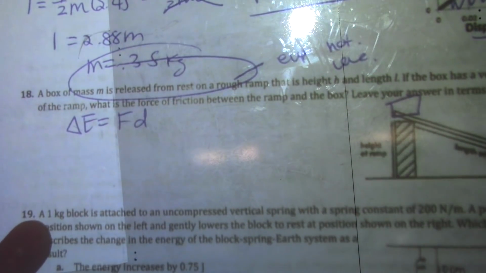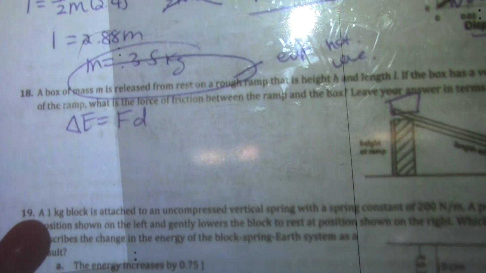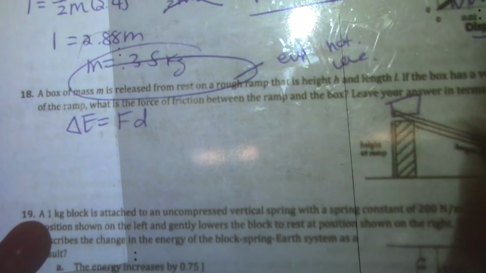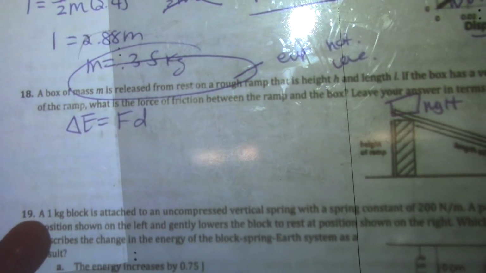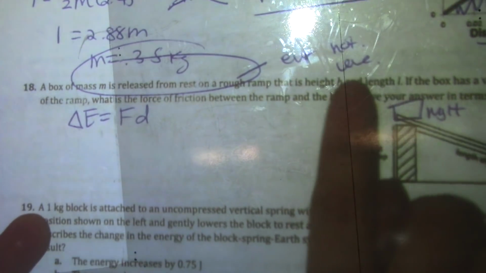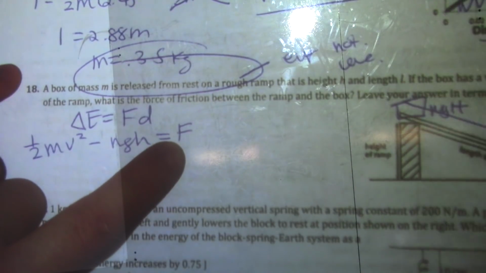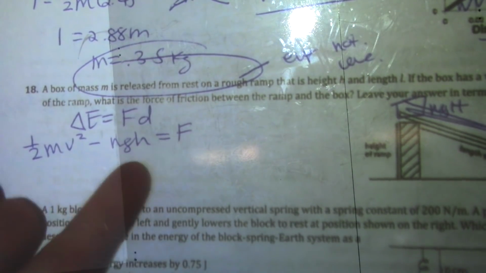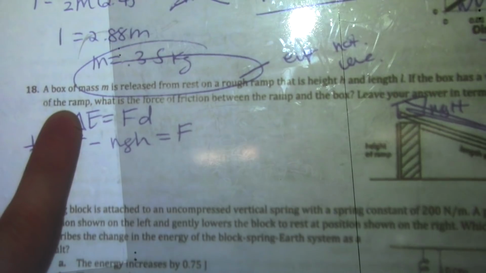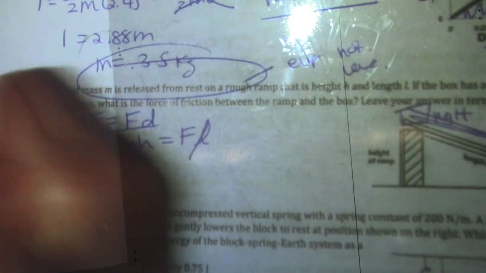The change in energy is not just potential, but it's not just kinetic either, right? I'm starting with mgh, and I'm ending with 1/2 mv squared. If these two are not equal, then the change would just be this one minus this one. So the change in energy would be 1/2 mv squared minus mgh. And that's going to be equal to the force of friction, which is what I'm looking for, times the distance traveled, which is the length of the ramp, L. Then you just divide by L, and that's your answer.